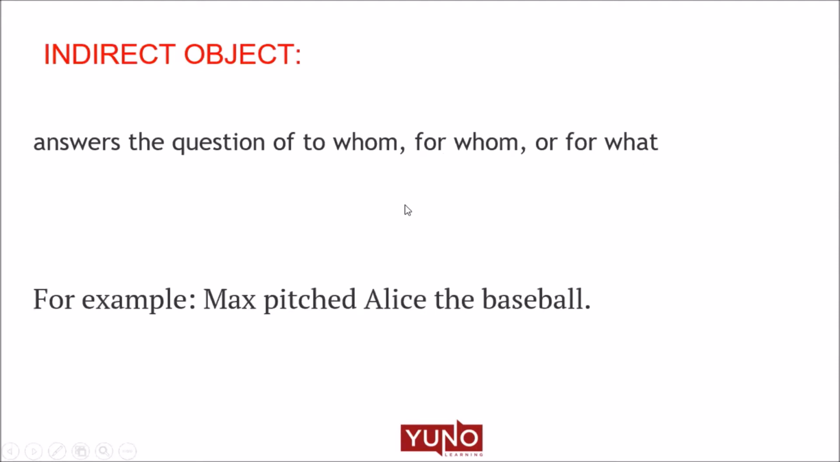Now let's understand what is an indirect object. An indirect object answers the question of to whom, or for what. For example, Max pitched Alice the baseball. What is Max here? Obviously, the subject. Pitched, the verb. The baseball is the direct object. Now to whom? He pitched it to Alice. Here, Alice is the indirect object.